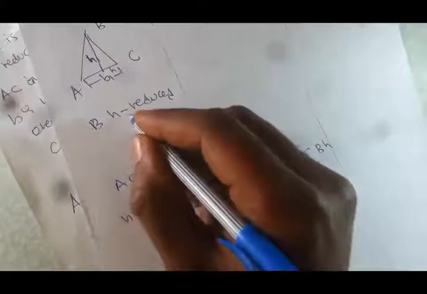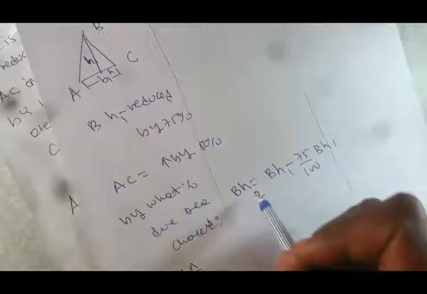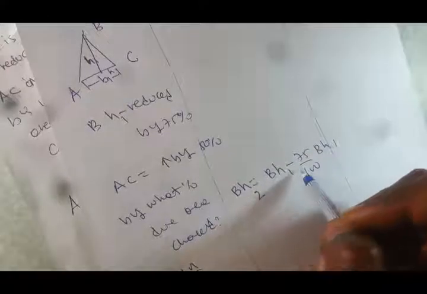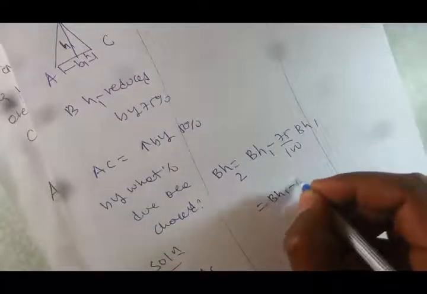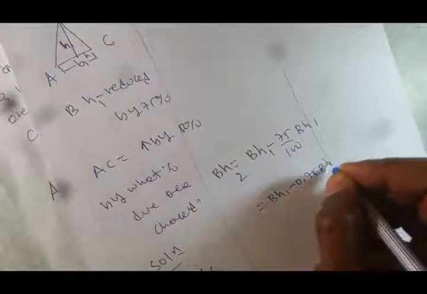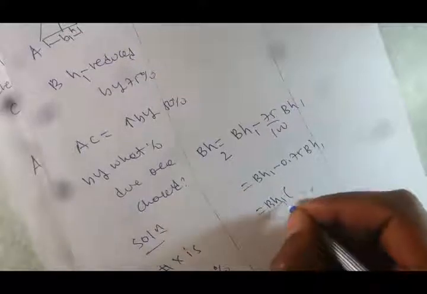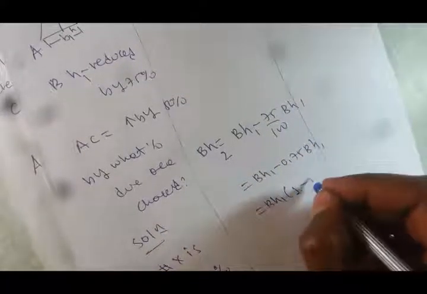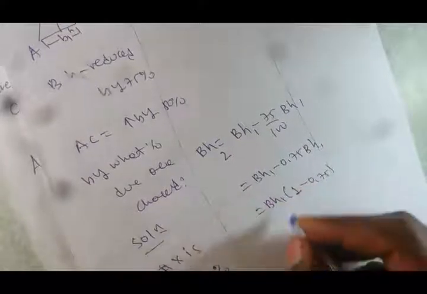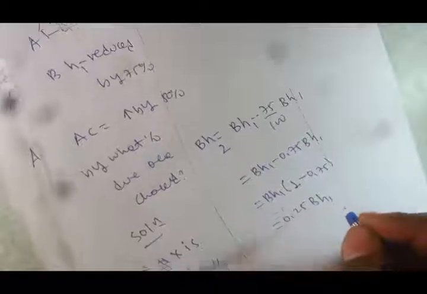Let's say this is BH1. Therefore BH2 will be BH1 minus 75 over 100 of BH1. This is equal to BH1 minus 0.75 times BH1. When we take BH1 common, when this number is divided by this, 1 will be left. When this number is divided by this, minus 0.75 will be left. This is equal to 0.25 times BH1.